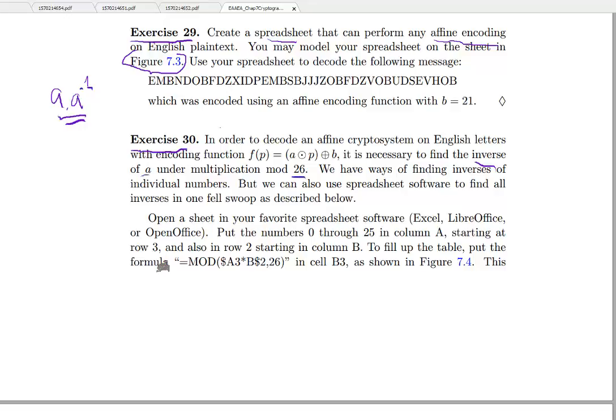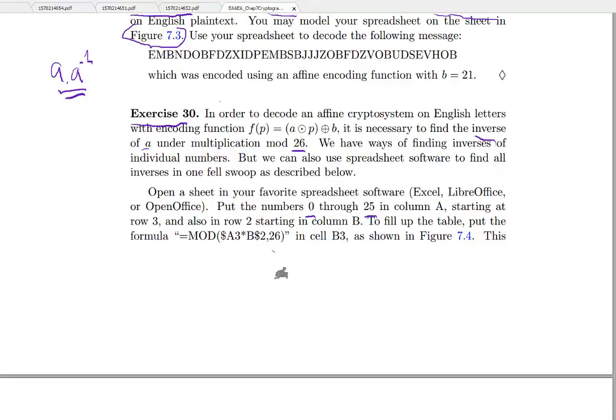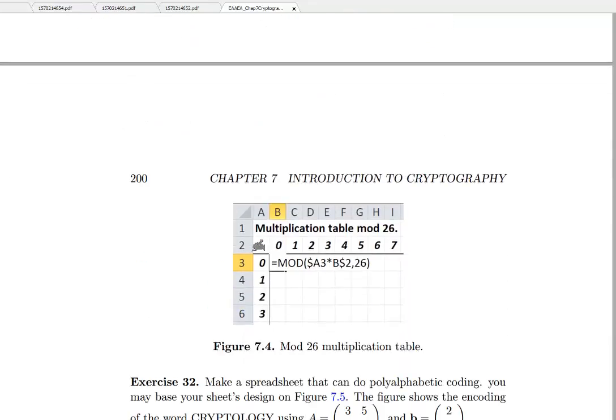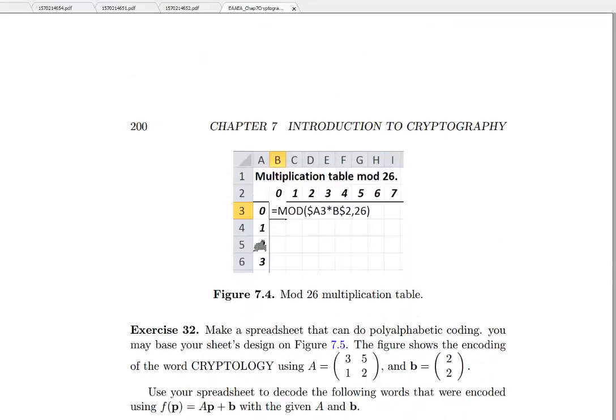Okay, and we can find the inverses basically by making a multiplication table. And that's what you're actually creating here. You're taking the numbers 0 through 25 and you're going to make a multiplication mod 26 table. Notice the use of fixed reference, the dollar signs here. What this is going to do is fix the column A for the first number and fix the row 2 for the second number. Because in this multiplication table, you're going to be using numbers from column A and numbers from row 2. So that's why there's a dollar sign in front of the A and a dollar sign in front of the 2.